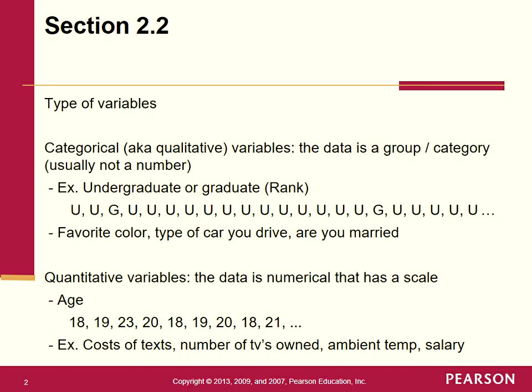Here are different quantitative variables. Like cost of textbooks that you might run into in a semester, number of TVs that families own, ambient temperature, salary. These are all quantitative variables. You would answer all of those with a number if somebody asked you how much you spent on textbooks this semester, number of TVs that your family owns, ambient temperature outside where you're at right now, salary. All things that we would answer with a number, that has a scale.